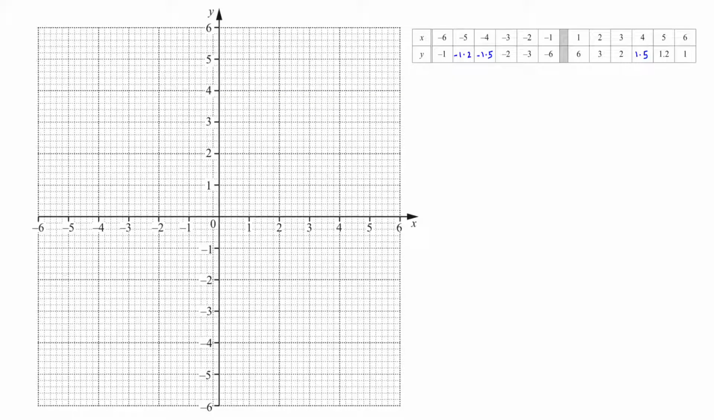This is your x-axis and this is your y-axis. When x is negative 6, y is negative 1. That will be the point here. When x is negative 5, y is negative 1.2. Each line here is 0.2. So negative 1.2 will be here. And when x is negative 4, y is negative 1.5. Same way we are going to plot all the points. And now we have to join the points together to form a smooth curve. So this is how your graph will look when you join the points.